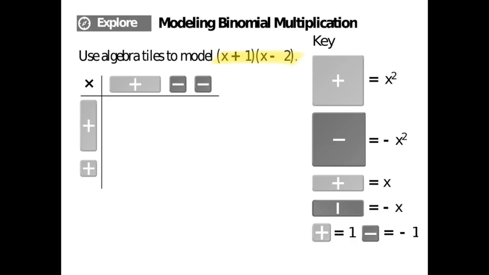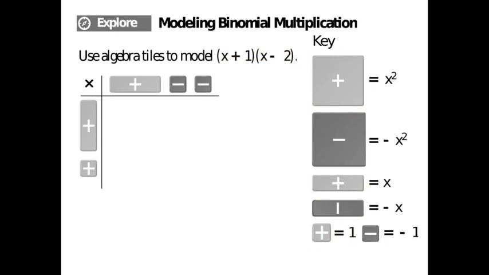So x's are these long rectangular tiles. Sometimes we have positive x's or negative x's. Constants like 1s and 2s and 3s are going to be little small boxes like these guys. And then anytime you have an x squared, we're going to be considering them to be this big, huge box that's an x by x. So x times x is x squared.